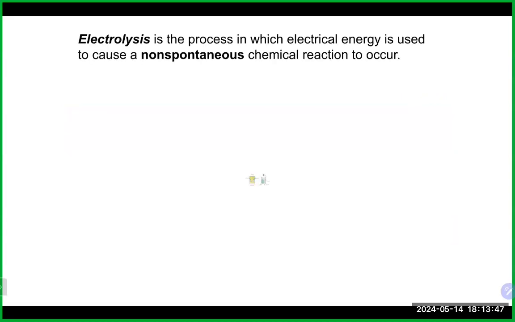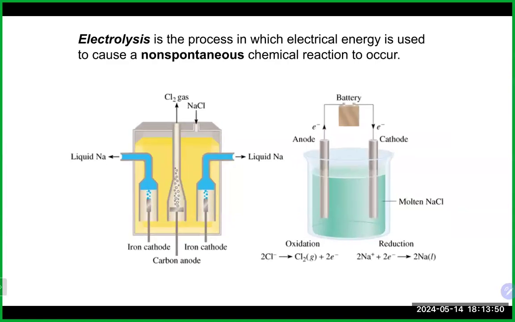All right. So the last thing we're going to talk about here in this chapter is electrolysis. And electrolysis is the process in which electrical energy is used to cause a non-spontaneous reaction to basically occur. And in this case, if we take something like sodium chloride, we can basically break it back down into its elements through the process of electrolysis by adding either an external battery or power source to do so.